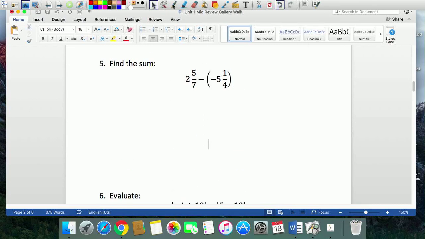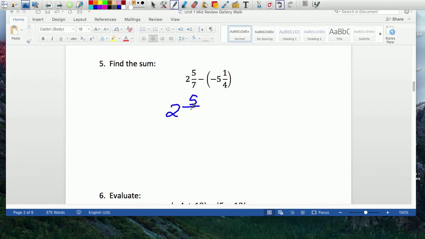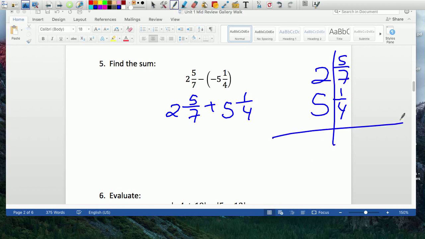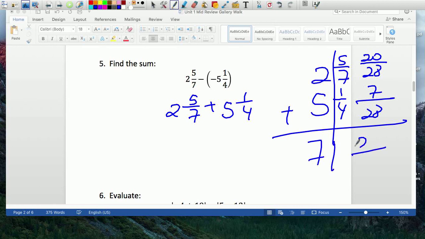And I think it helps if you change this. Now it just becomes an addition problem. 28, 7, 28 times 4, 20. So that's a 7. This one's easy enough. It becomes 27 or 28. Nothing else needs to be done.